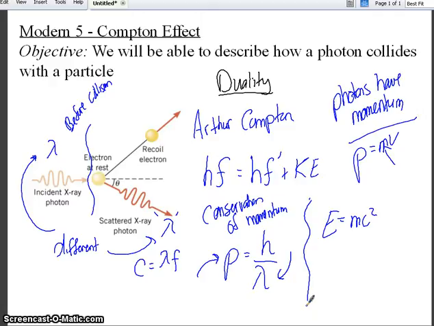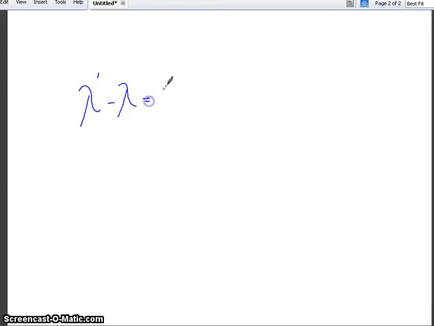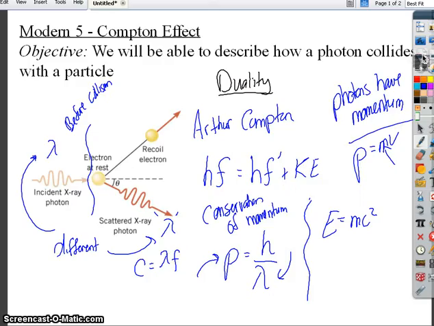And I'm just going to cover this real quick. Compton then found that the difference in wavelength, wavelength prime minus wavelength, is equal to h over mc times 1 minus cosine theta. Theta is the angle that they are deflected. You don't need to know this equation for this class in particular, but I just want to share that with you in case you do for your other classes.